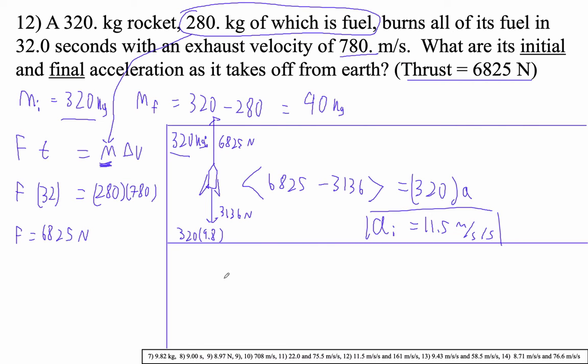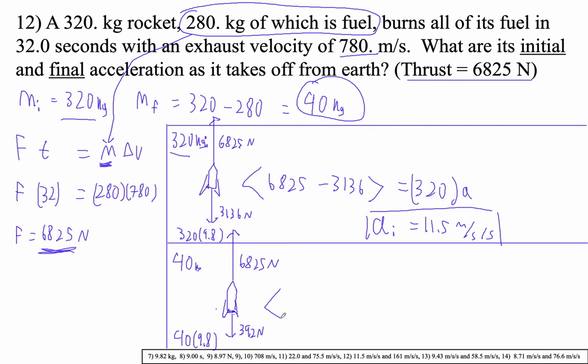All right. And then in the end, it's only got a mass of 40 kilograms, but it still has this crazy thrust acting on it. So at the end, let's draw a picture. It's really important to draw a very good rocket. Okay, so here's this upward force of 6825. The downward force is going to be, it's 40 kilograms, so it's going to be 40 times 9.8. So the downward force, 40 times 9.8, is 392. So it's only going to be 392 newtons of force holding this thing back.